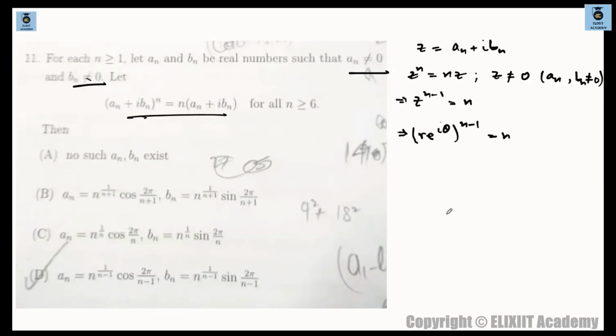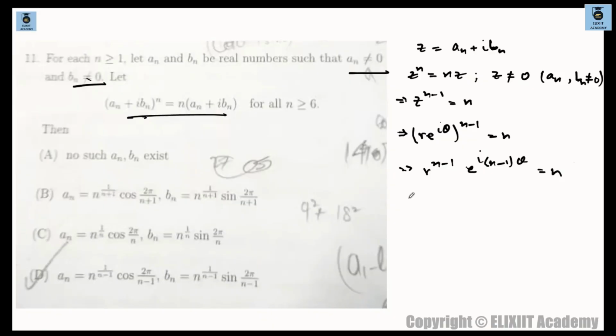And this is equal to n. Okay, so from here we can separate this thing. So we have R raised to the power of n minus 1 times (e raised to the power of i theta) whole to the power of n minus 1, that is e raised to the power of i times (n minus 1) times theta. And this is equal to n. So what are the possibilities? What are the cases we can make from here?